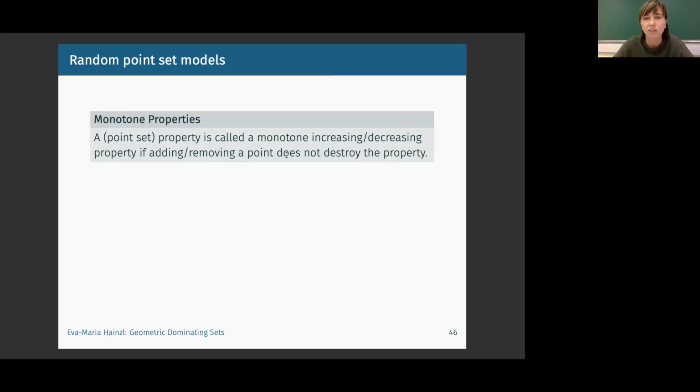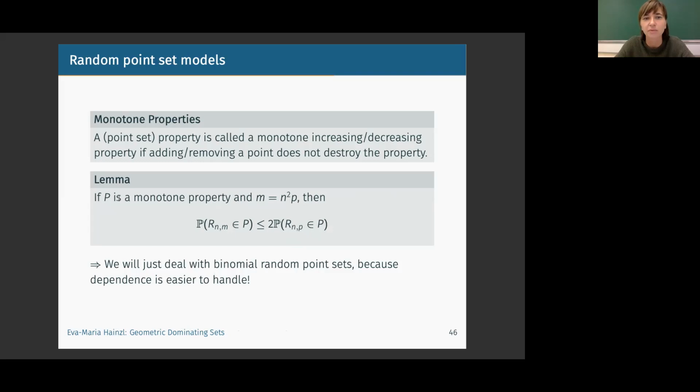And if you have monotone properties, this inequality that I've just shown you is way nicer. We do not have these restrictions on the properties that M and m have to satisfy. The only thing that has to be satisfied is that m is n squared times p. That means we expect the binomial random point set to have exactly m points. This is the only thing that needs to be satisfied. And then we can bound the probability that the uniform random point set satisfies a property by 2 times the probability that the binomial random point set satisfies the property. So basically, we will just use this model and show that this probability goes to 0.